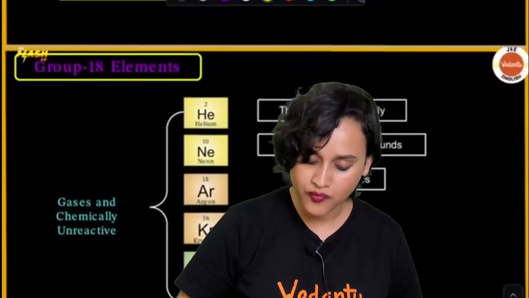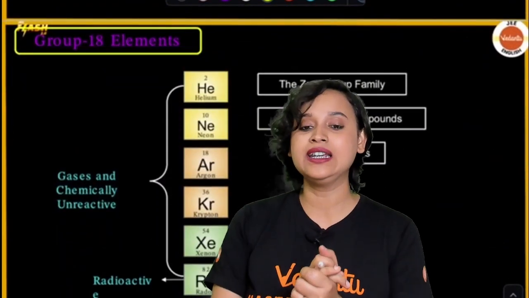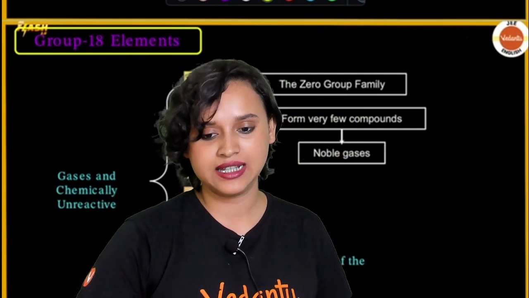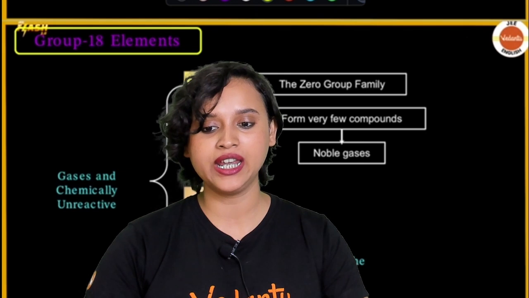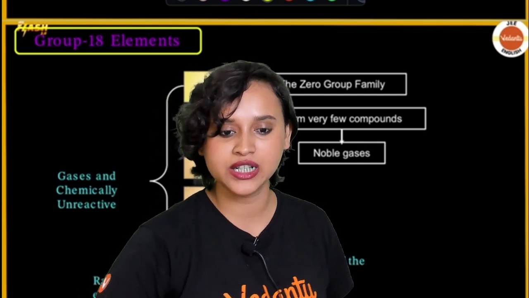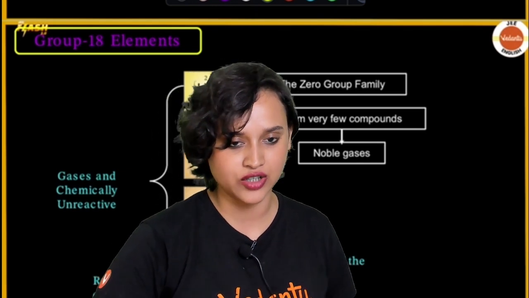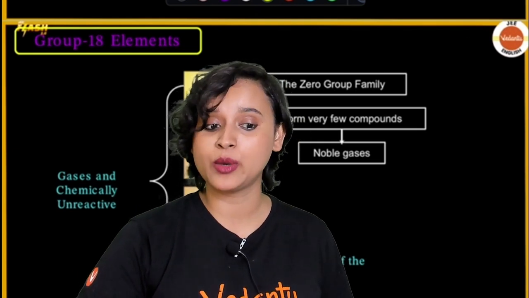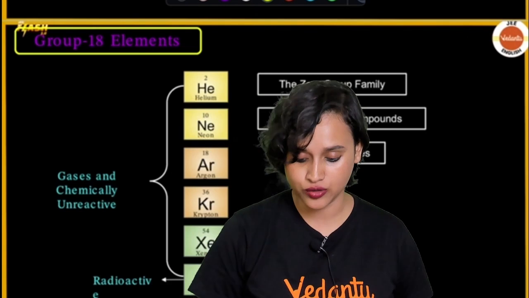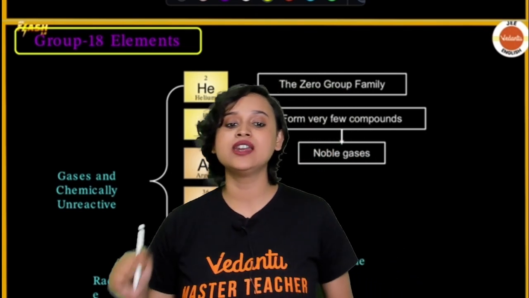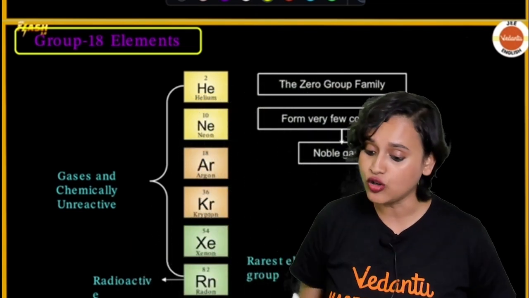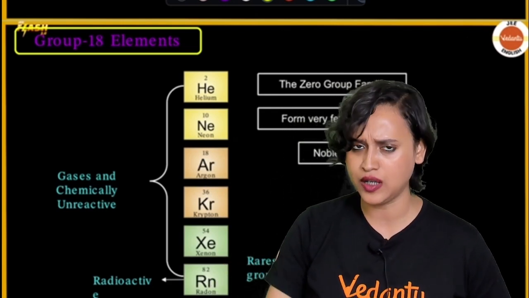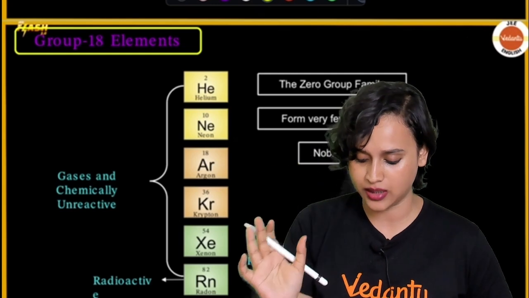And finally, we have come to the last bit of this lesson, that is, my dear students, our group 18 elements. Let us have a look at it. Interhalogen compounds, by the way, are not in your syllabus, so you don't have to study. These group 18 elements were also called the zero group elements, and they form very few compounds, and usually only xenon forms compounds, right?